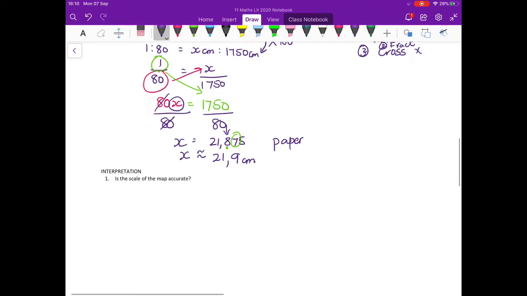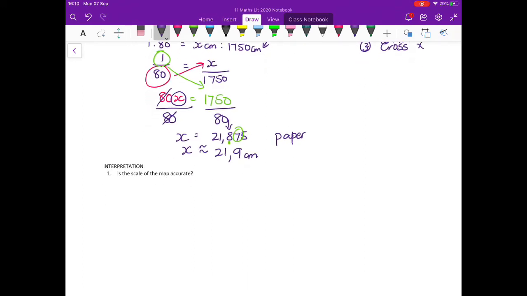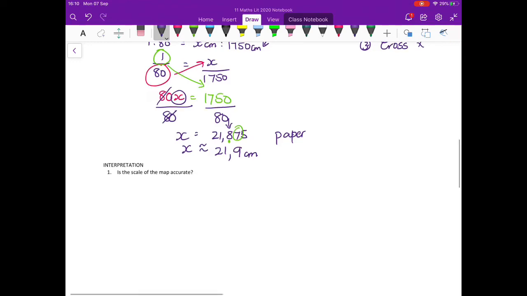Right, those are the basics. Now we have to get to the interpretation. What they say to us is, is the scale accurate? What you would have to do in a situation to determine if the scale was accurate is do a calculation. You're going to calculate as if the scale is accurate, so I would use the scale 1 to 80. I would go and measure the wall in centimeters, and then after I've done the whole calculation, I would get to, for example, 6,4 meters.